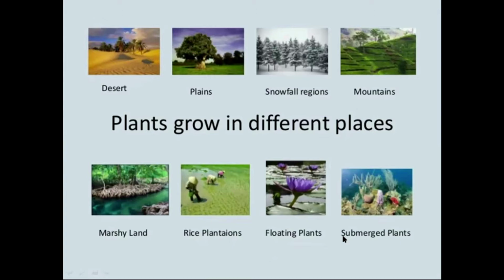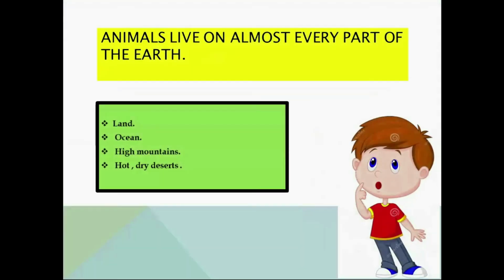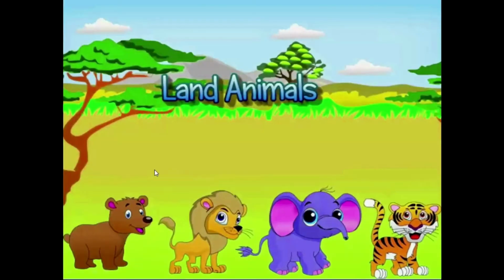Plants which are present in the water are called submerged plants or ocean plants. Now, like plants, animals also live on every part of the earth. They can live on land, they can live in the ocean, they can live on high mountains, and they can live in hot, dry deserts. Land animals are mostly animals around you.